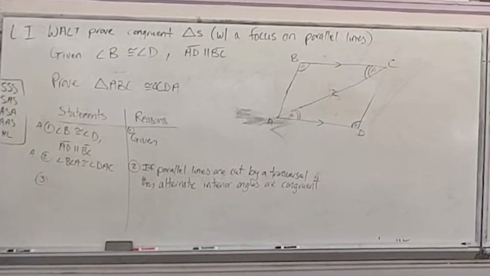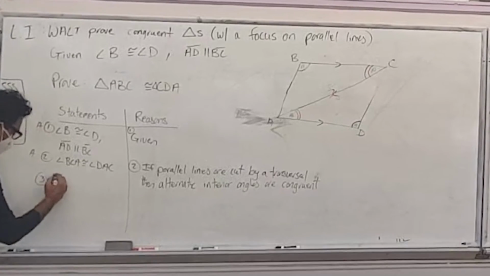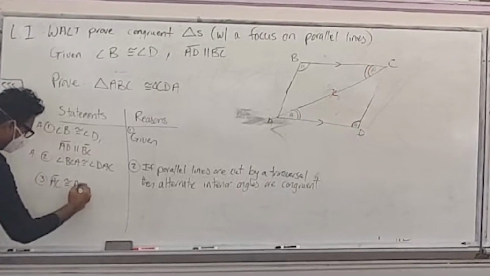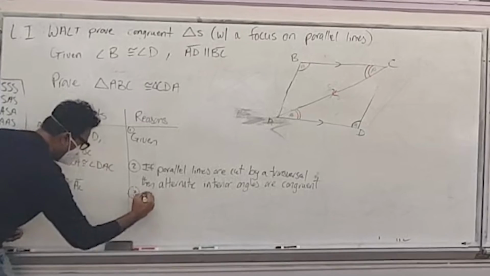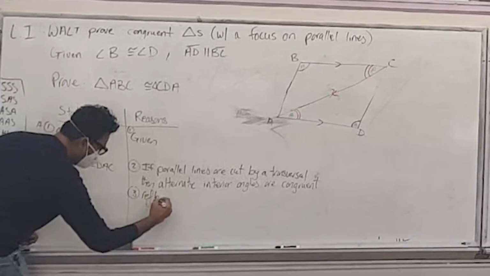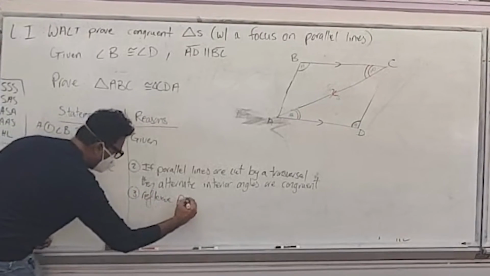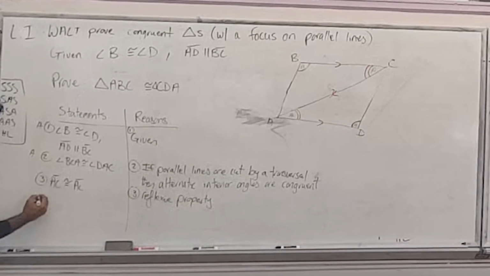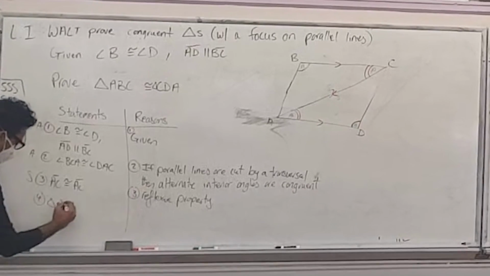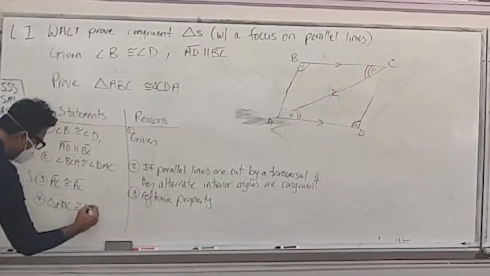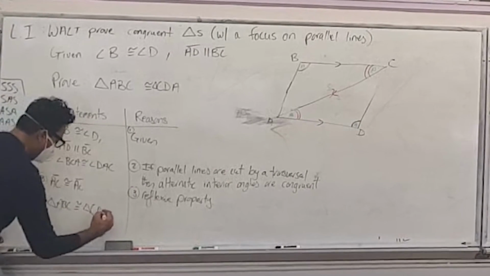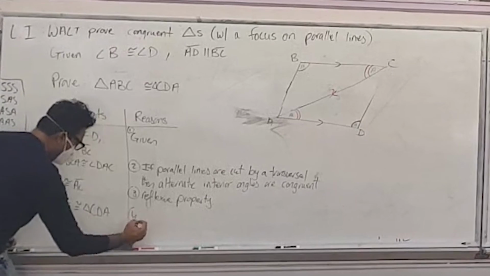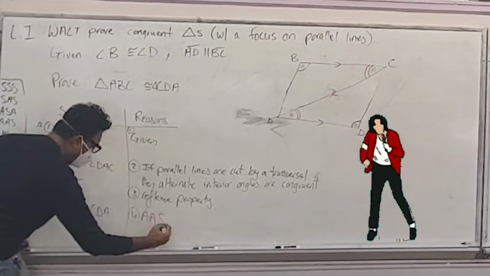And then the last thing is the reflexive property. AC is congruent to AC. That's because of the reflexive property. And finally, that's it. We have angle side. Triangle ABC is congruent to triangle CDA because of angle side congruence.